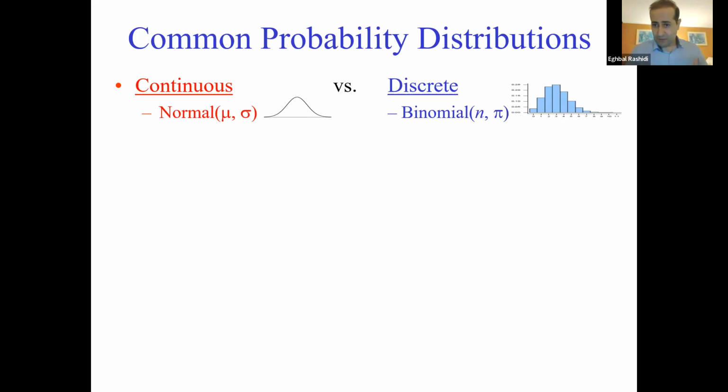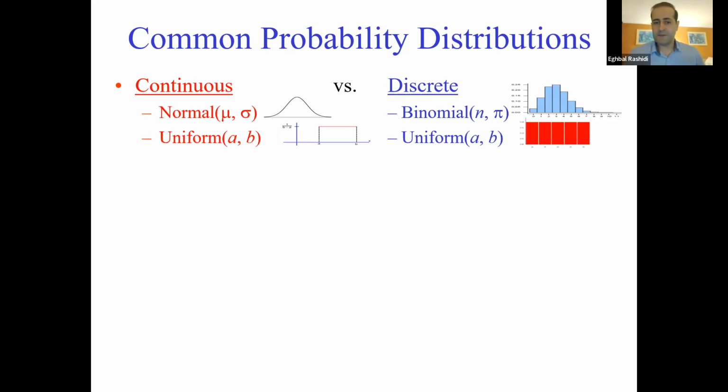As an example of a discrete distribution, we have the binomial distribution with two parameters: n, the number of replications, and pi, the probability of success. So that's discrete. That means the number for this is discrete. It just has to be a whole number. It's either 0, 1, 2, 3, integer numbers.